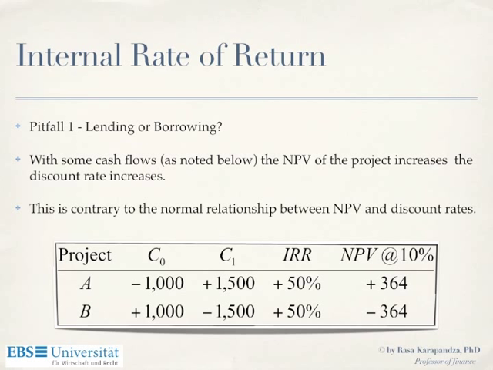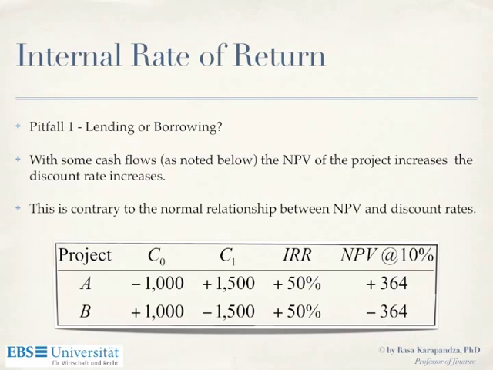Project B is the opposite. You enter a bank, you ask them, could you give me $1,000 for 1 year? And they tell you, sure, no problem, but after 1 year, you have to give us 1,500. And you see, both of these projects have exactly the same internal rate of return, 50%. And one has a positive net present value, and the other has a negative net present value.